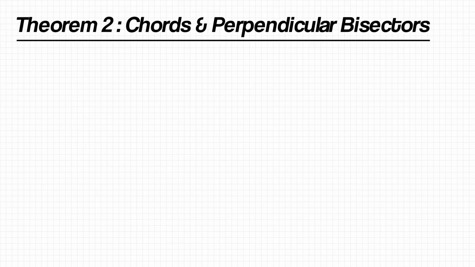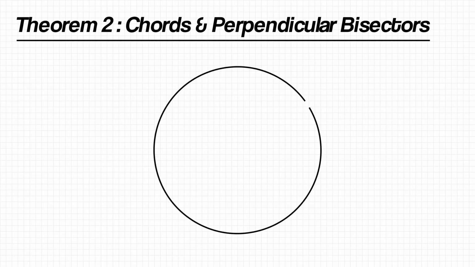Our second circle theorem is about perpendicular bisectors for chords in circles. A chord is a straight line that connects any 2 points on a circle. A perpendicular bisector is a straight line that cuts the chord at a right angle and splits it into 2 equal pieces. The circle theorem states that a perpendicular bisector to any chord will always be a diameter of the circle, meaning that it must also pass through the center of the circle.